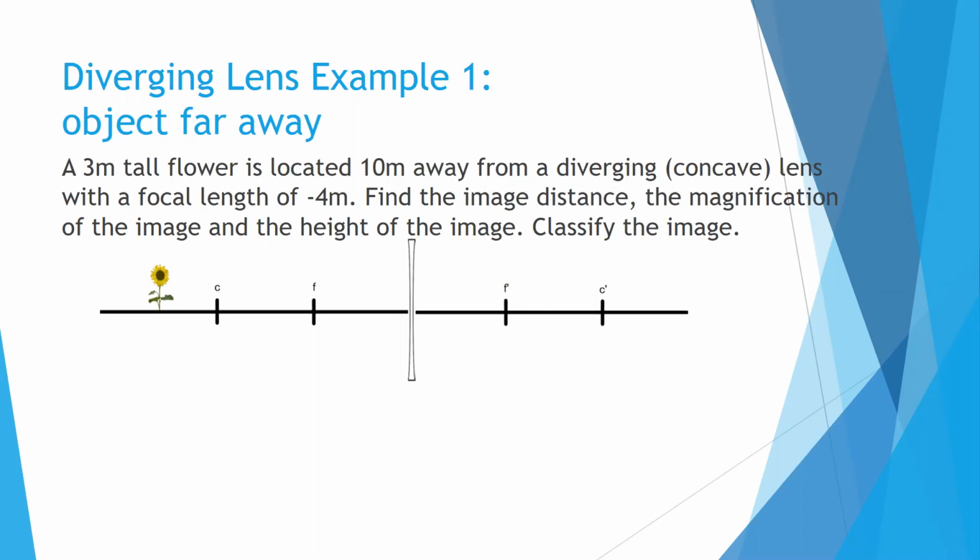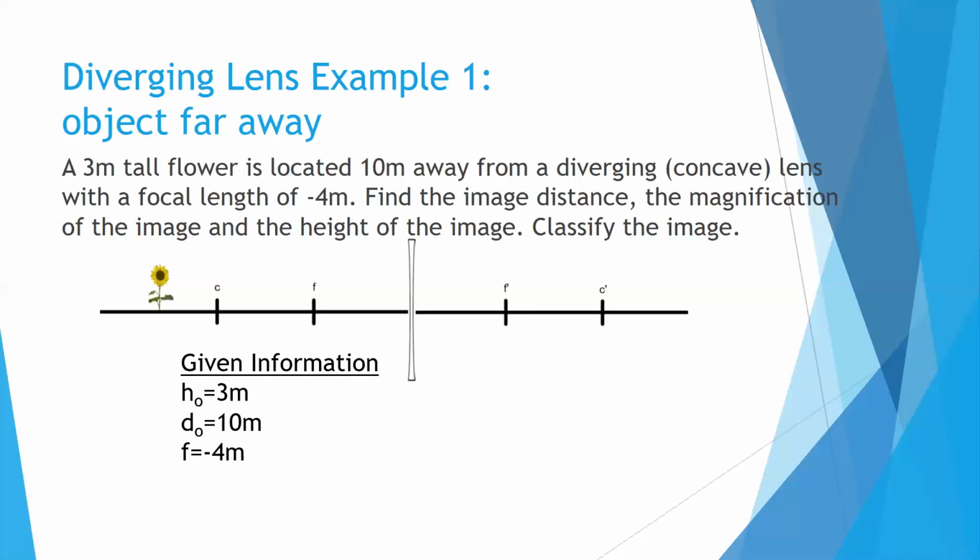So in this example, we got a 3-meter tall flower. If we're writing down our givens, that's going to be our HO. Our HO is 3 meters because that's the height of the flower. It's located 10 meters away from the diverging lens, so 10 meters is going to be our object distance. And the diverging lens has a focal length of -4 meters. Remember, that's a key clue there. If it doesn't tell you in the problem what kind of lens it is, if you see a negative focal length, you automatically know it's a diverging or a concave lens.